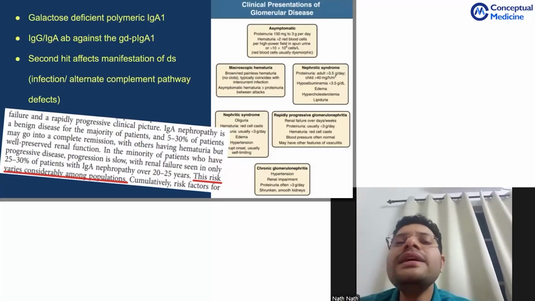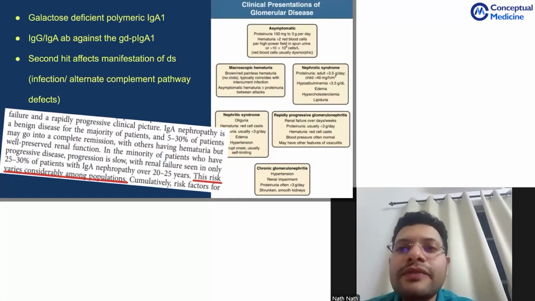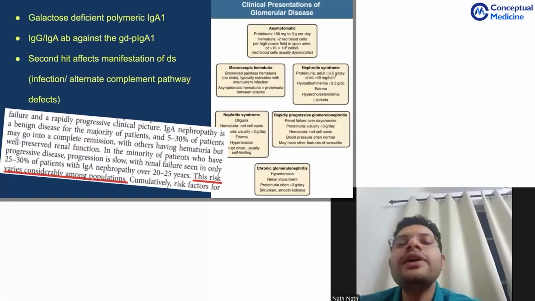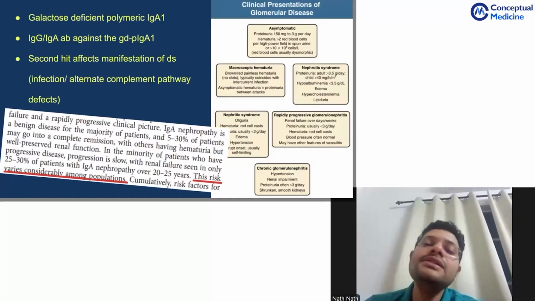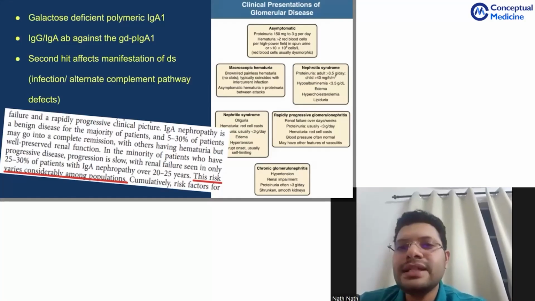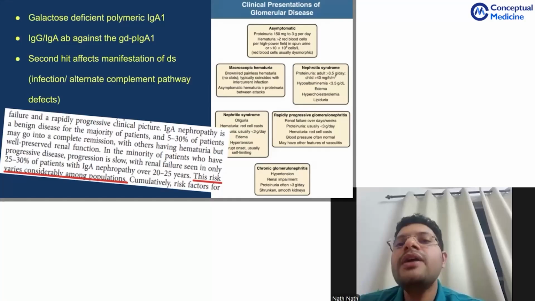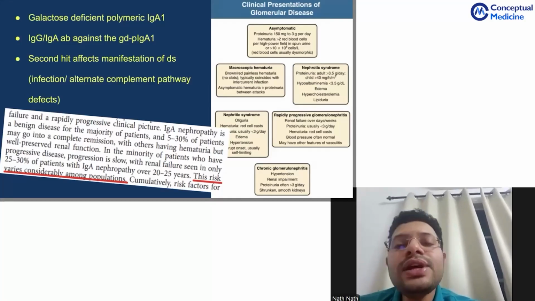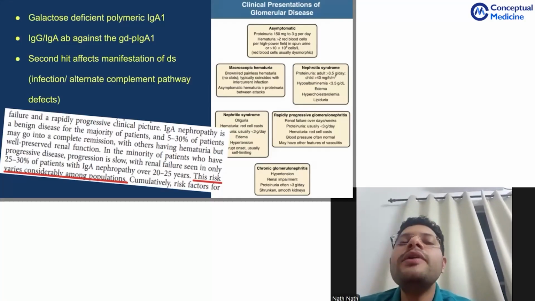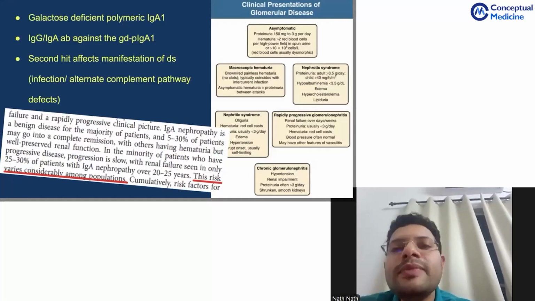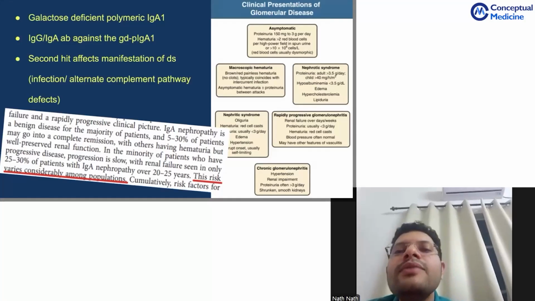Now, there usually is a second hit which affects the manifestation of disease. So, somebody has a galactose deficient IgA1, perhaps right from birth, but it takes a second hit for it to actually manifest as a disease. So, what are those second hits? They can be infections or they can be added alternate complement pathway defects. Now, infection is the reason why IgA nephropathy is a very, very common cause of macroscopic hematuria or synpharyngitic hematuria, where during an upper respiratory tract infection, your patient is usually going to have red urine. Okay, they're going to be passing red urine.